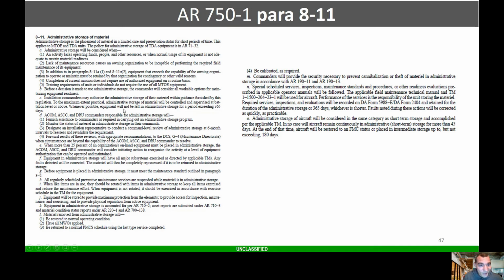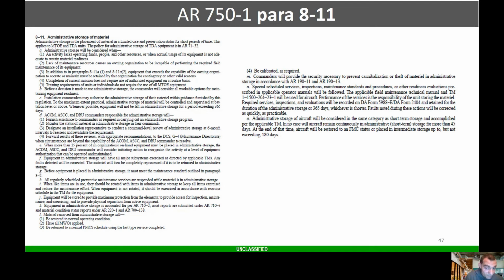It says equipment will not be left in administrative storage for a period exceeding 365 days, right? So that's another big one. And then down here at K, if you look, equipment in administrative storage is accounted for, reports submitted under 710-3, material condition status reported under 220-1 and 700-38.